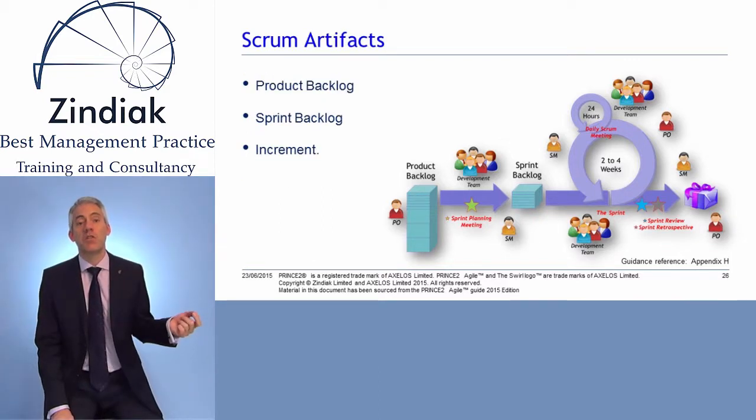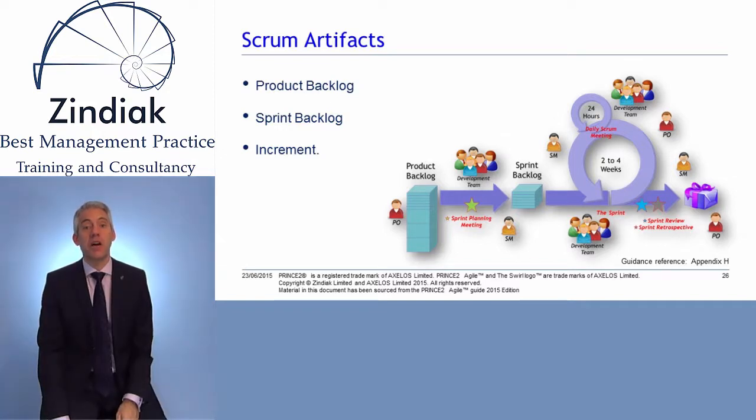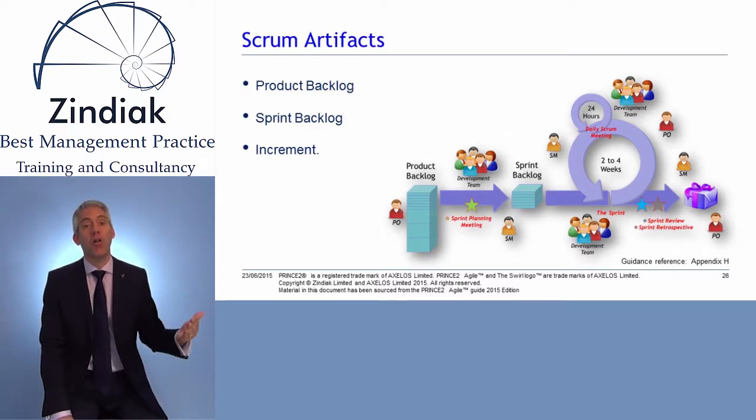We now move on to talk about Scrum Artifacts. There are 3 Scrum Artifacts: the product backlog, the sprint backlog, and the increment. Now, I've mentioned 2 of those already. The product backlog is effectively, in PRINCE2 terms, the product breakdown structure and all the product descriptions. It's a list of all the products that we need to develop in order to deliver the project product.